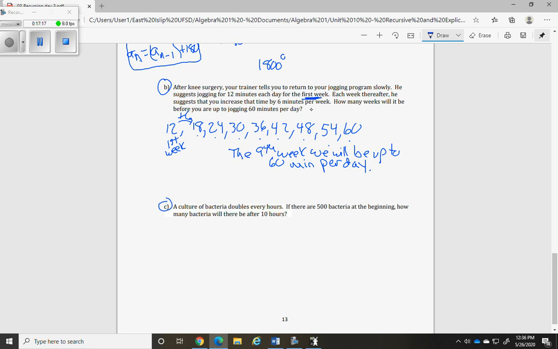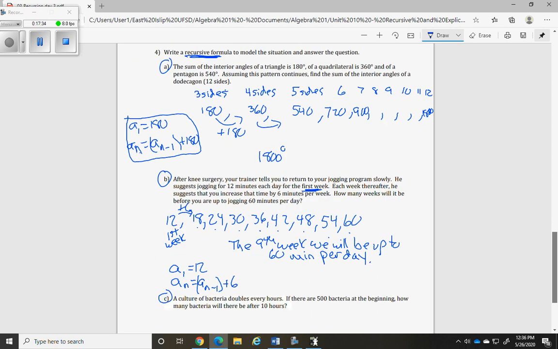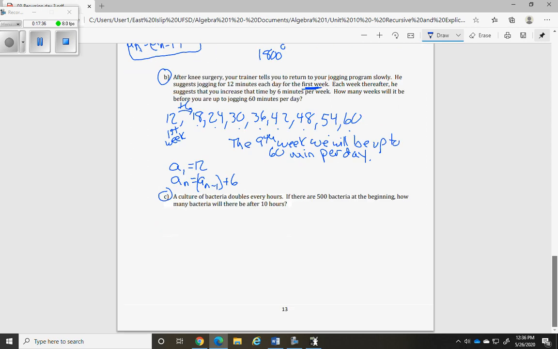It did ask us in the directions, so remember to write the recursive formula. So my first term in the sequence was 12. To find the next term, I used the term that I know, and I just added 6 to that. So A was an arithmetic sequence, and B is an arithmetic sequence.